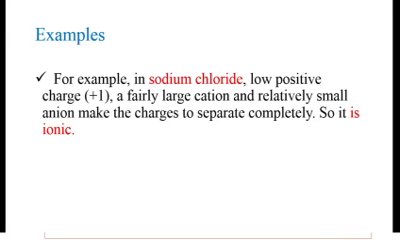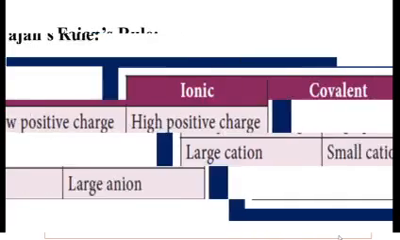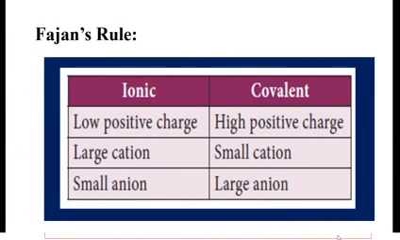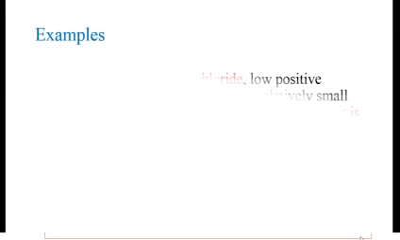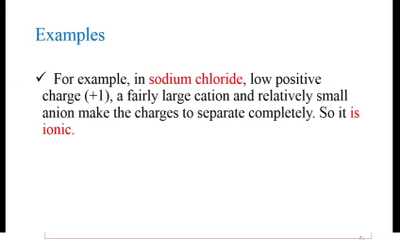So just now we discussed in the table, if it has a low positive charge, it is an ionic compound. Similarly, a small anion and a large cation mean sodium chloride is ionic in nature.